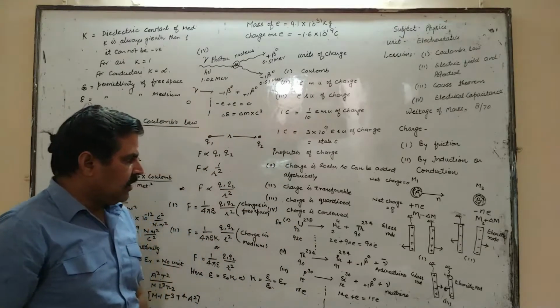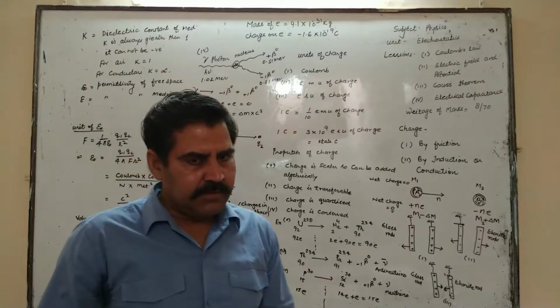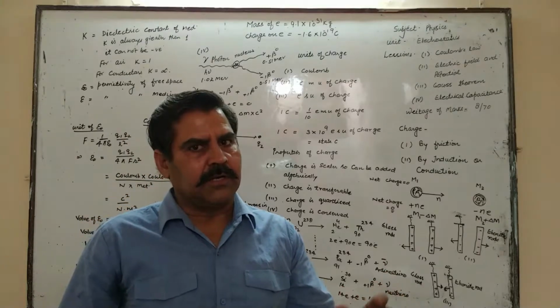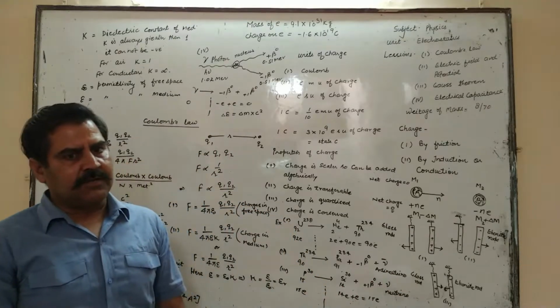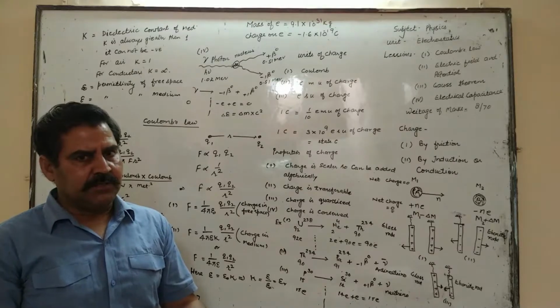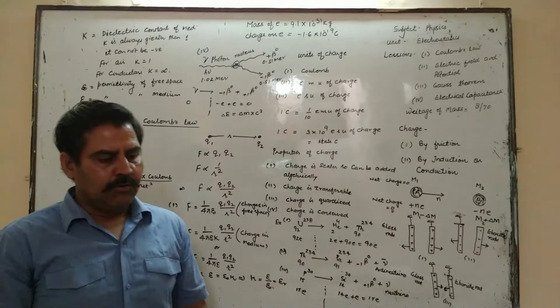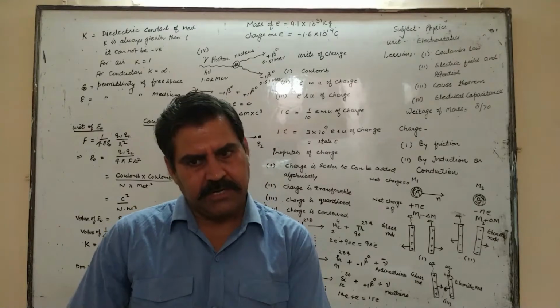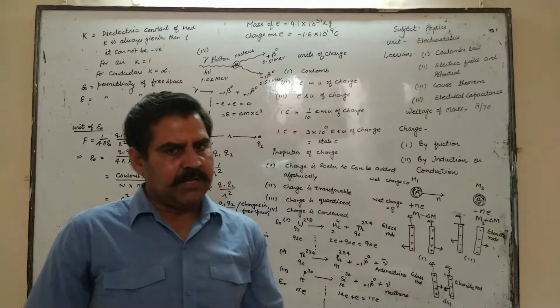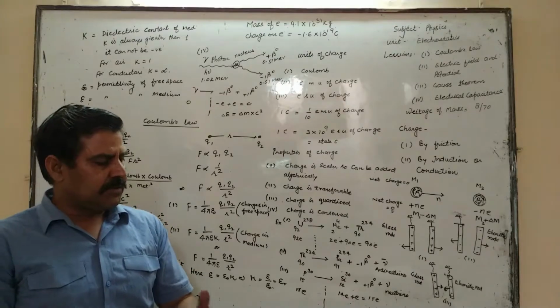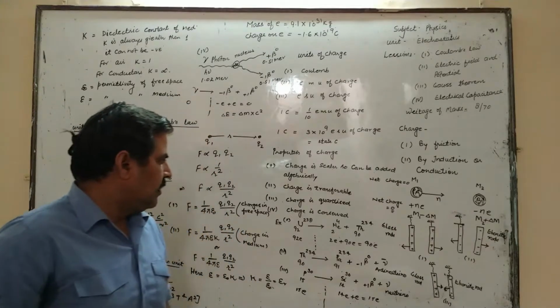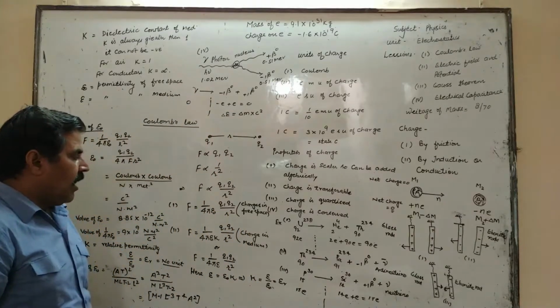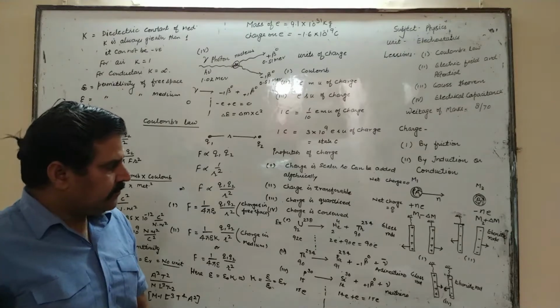And number 4, charge is conserved. In an isolated system of bodies, net charge can neither be increased nor decreased. What can we say in other words? Net charge remains constant, remains the same. This is called the law of conservation of charge.